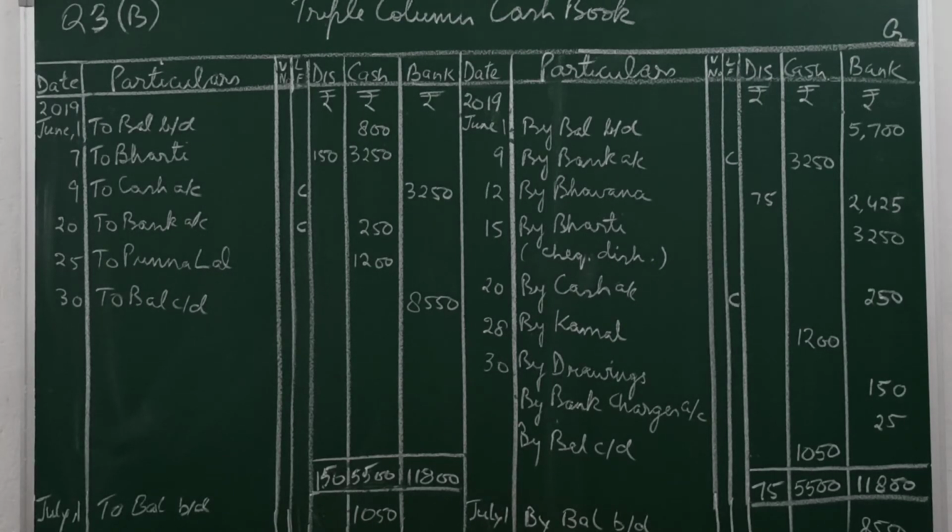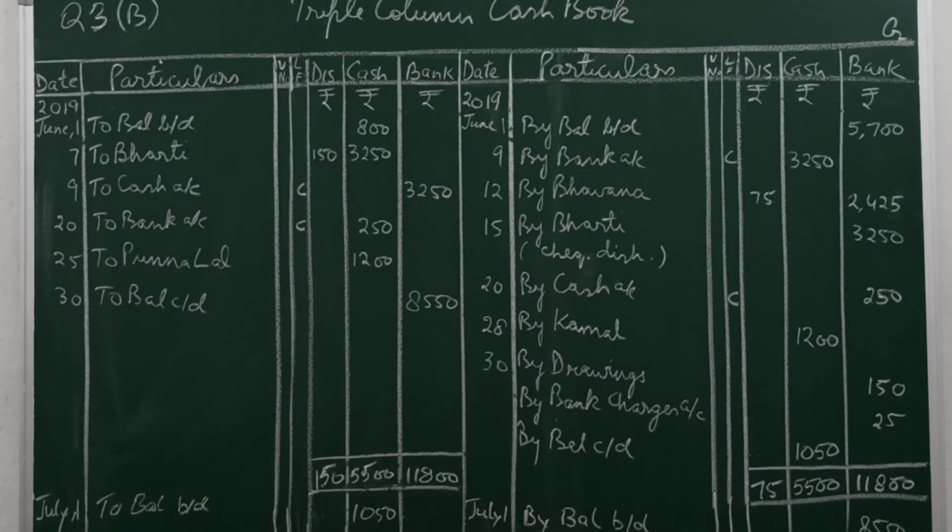Next we have on 20th, withdrew from bank for office use. It is a contra entry. It means withdrawn cash from bank. So cash is coming in, debit what comes in on 20th to bank account. C in the ledger folio column, cash column, debit what comes in 250.